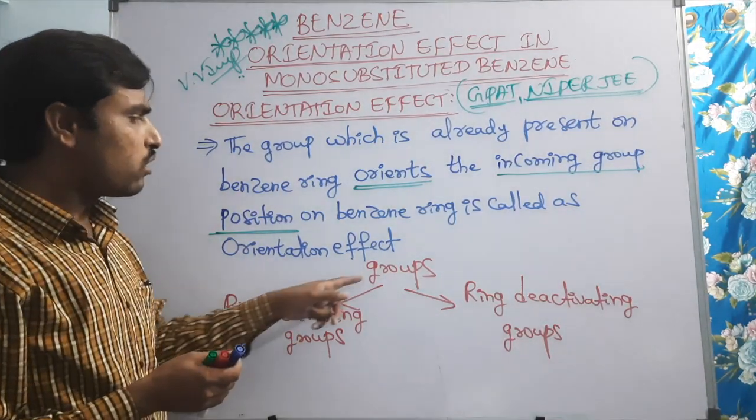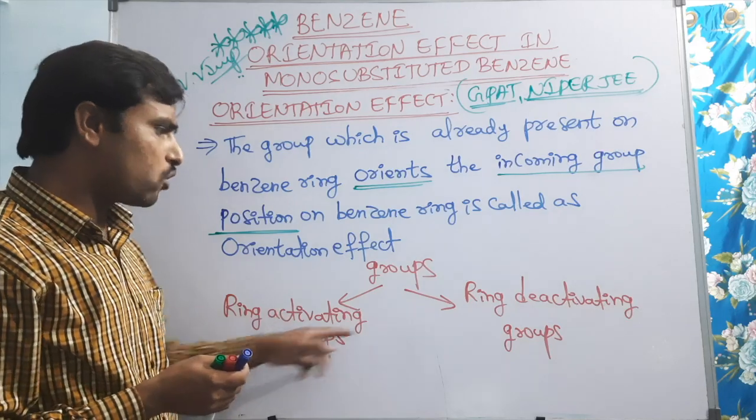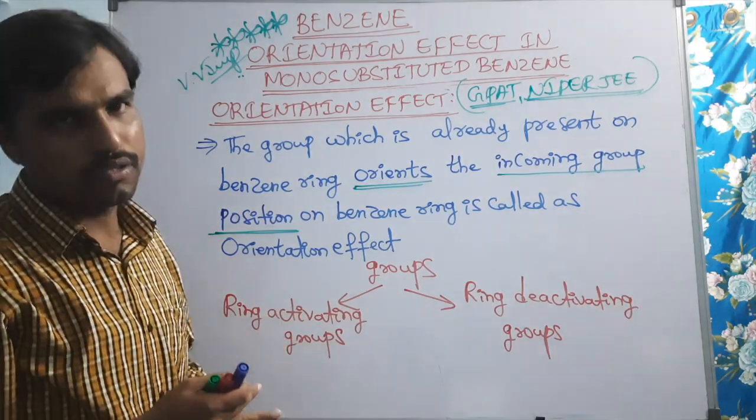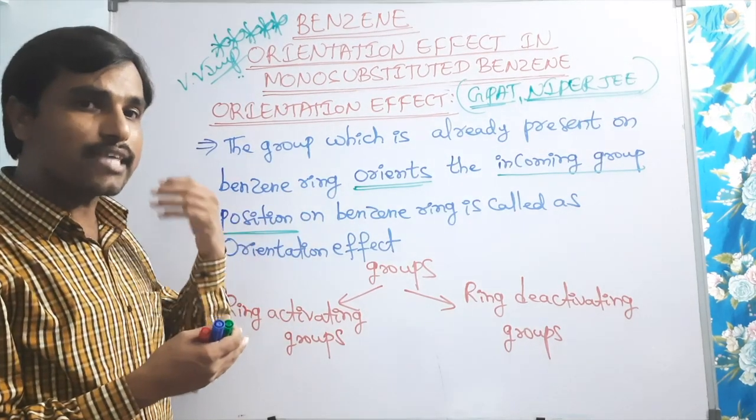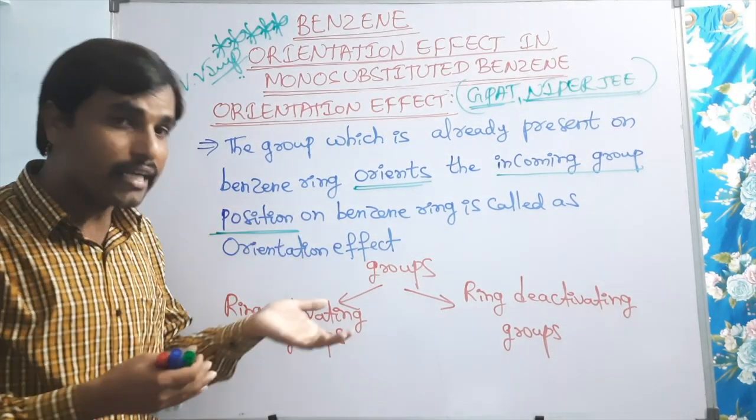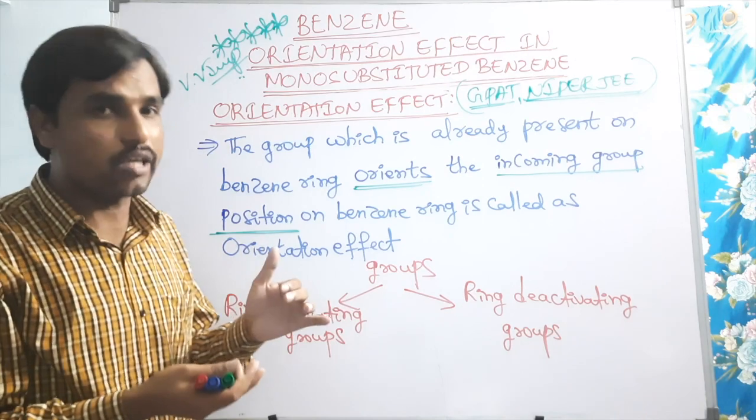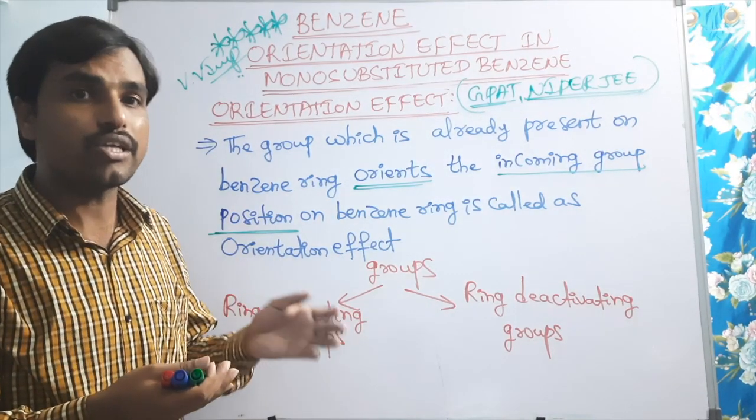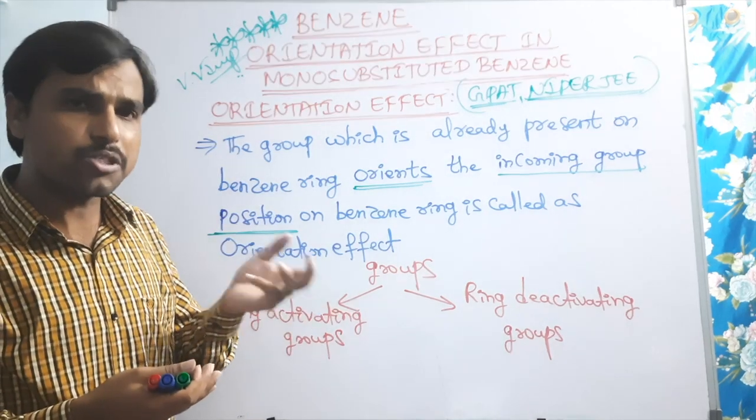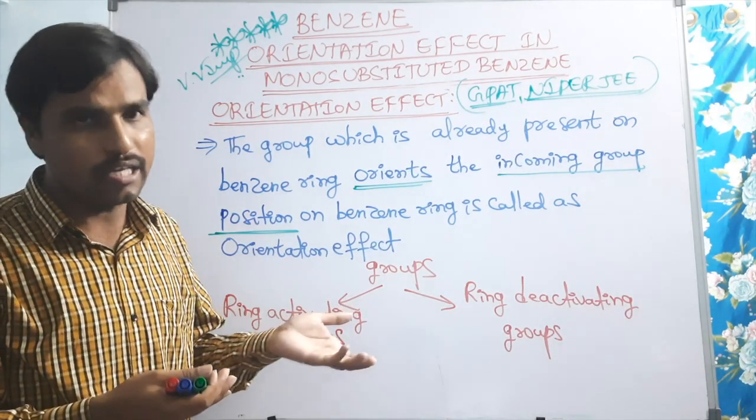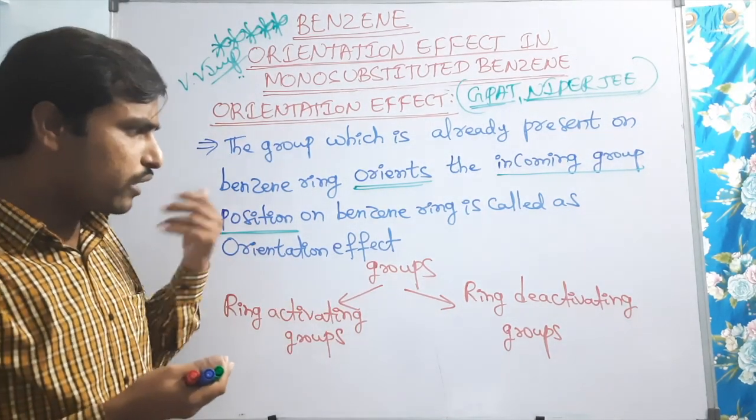So the groups are of two types, ring activating groups and ring deactivating groups. We'll see in detail what the examples are, what is the meaning of ring activating and ring deactivating groups, what their definition is, and how they are classified. That is a straightforward question that was given in GPAT and NIPER JEE. That's the reason we are going to discuss it.